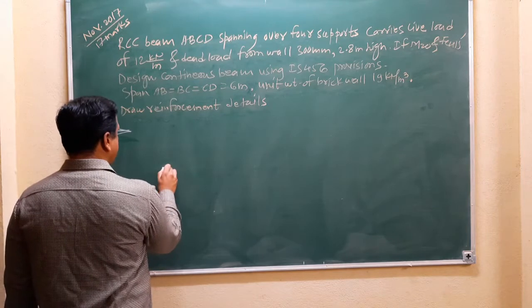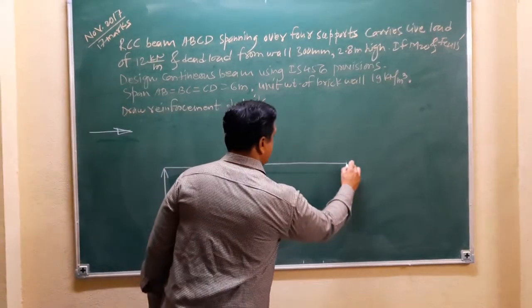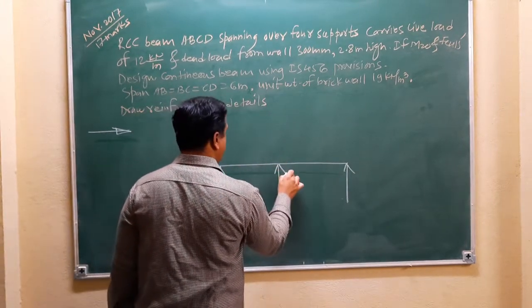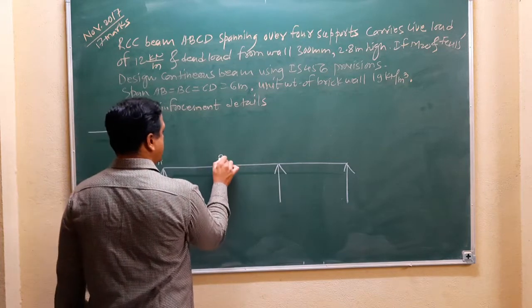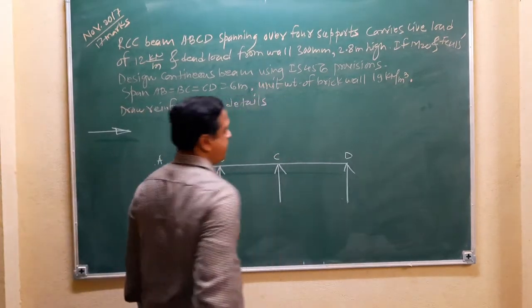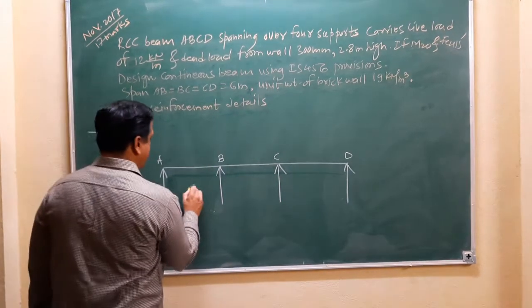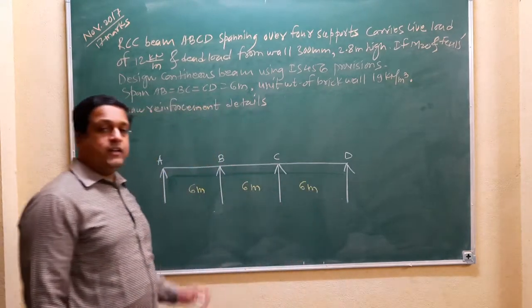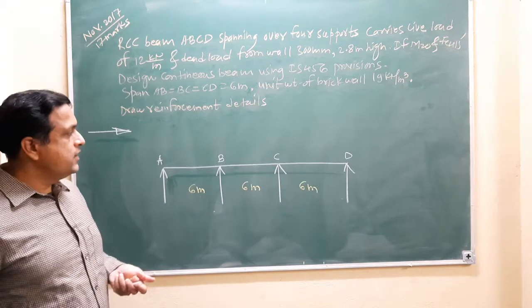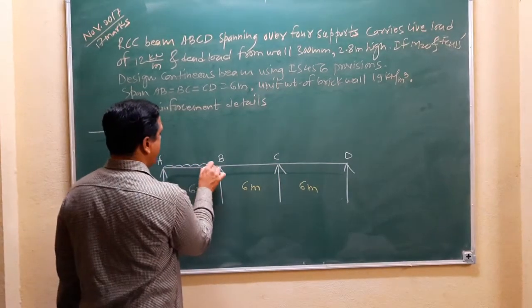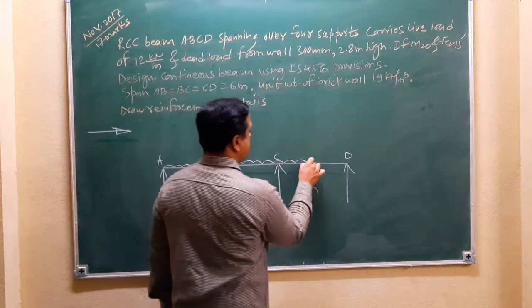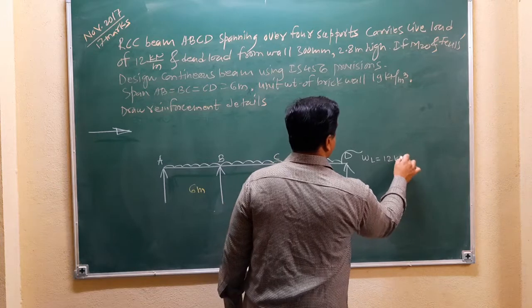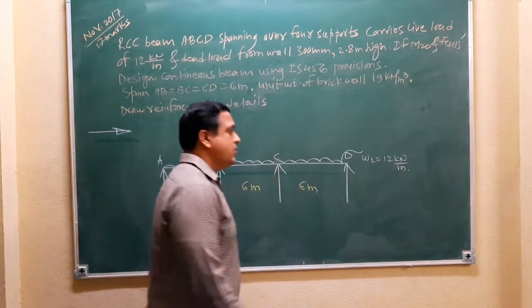So this is the continuous beam. A 3 span continuous beam means 4 supports A, B, C, D. Each span is 6 meter, 6 meter, 6 meter. On this beam the live load is given in the form of UDL. The live load is 12 kN per meter.